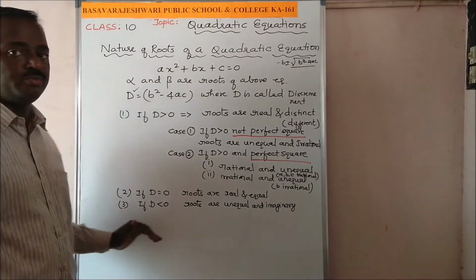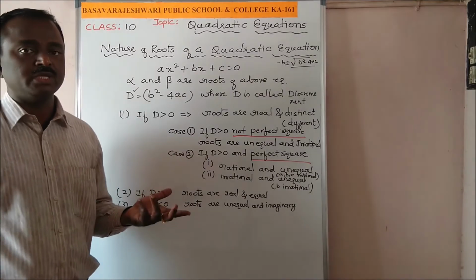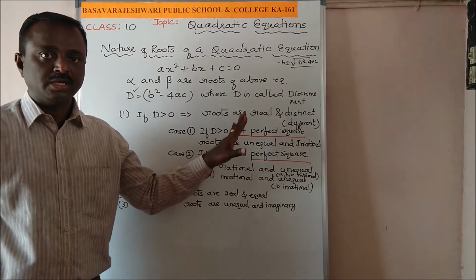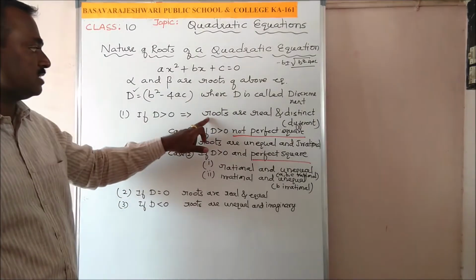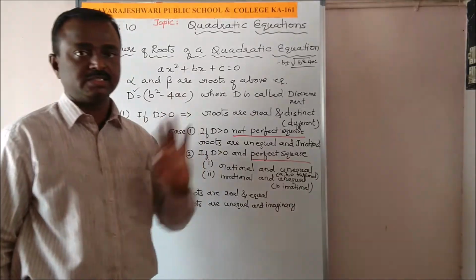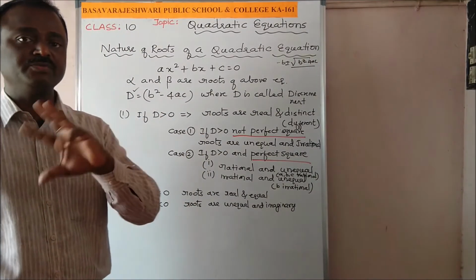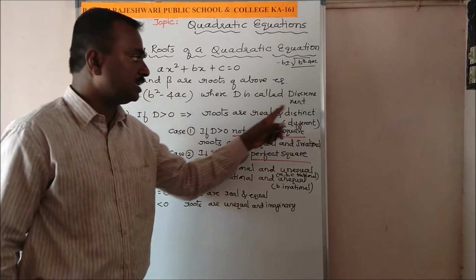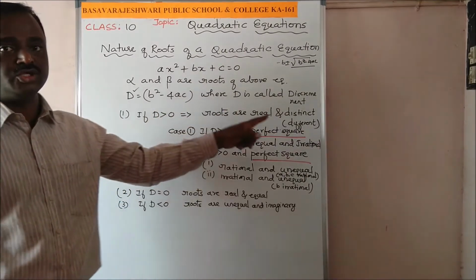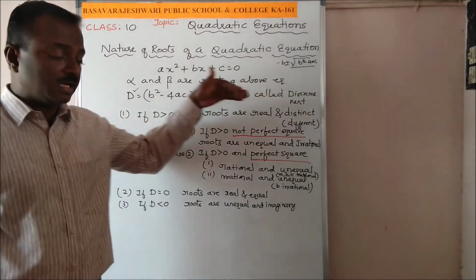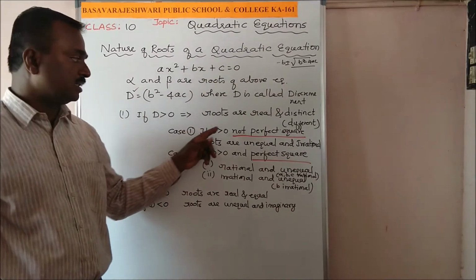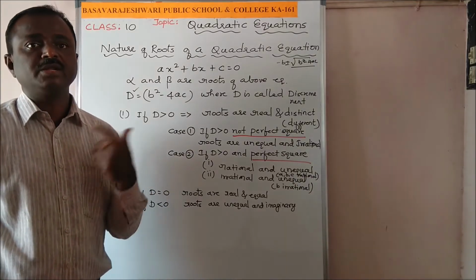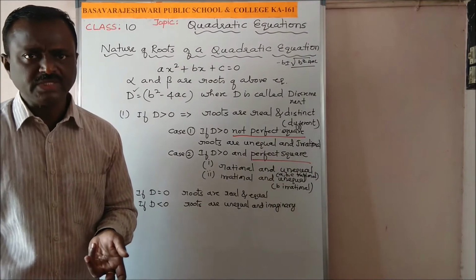There are three conditions to be satisfied in order to find the nature of the roots of the equation. One is, suppose if D comes greater than 0, then we can say roots are real and distinct. They are different roots. Distinct means different. Okay? So very much important, we have to remember this. Roots are real and distinct if D is greater than 0. In that again two cases are there. If D is greater than 0 but it is not a perfect square.